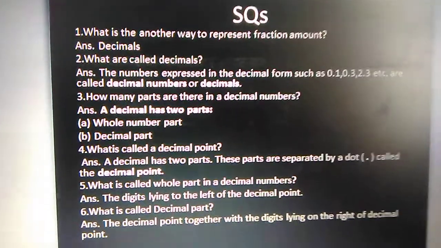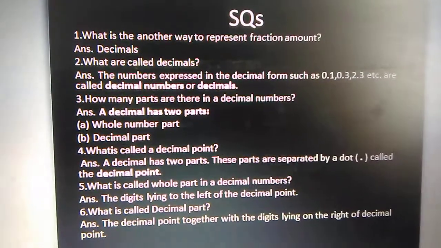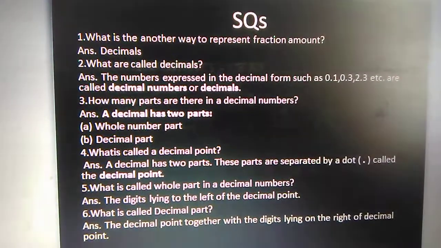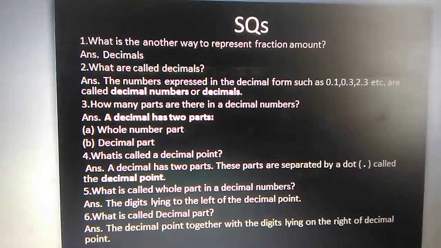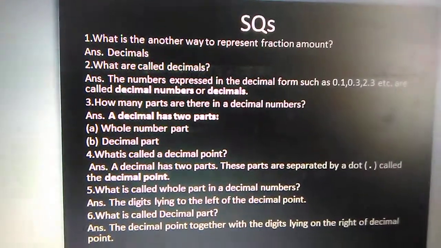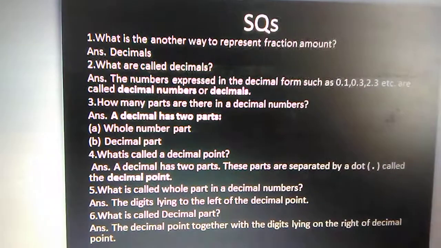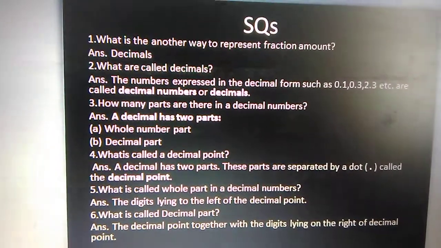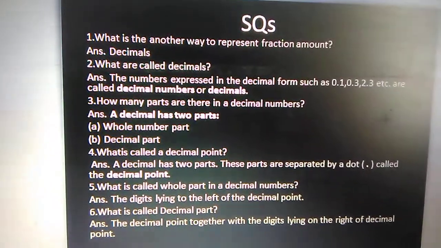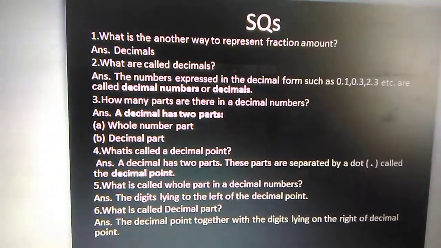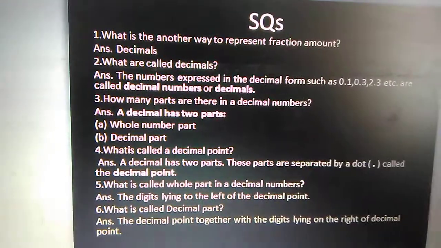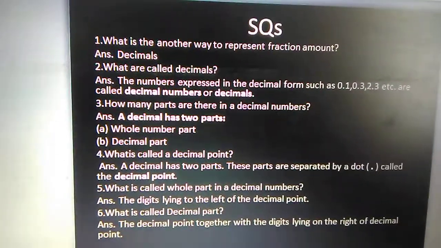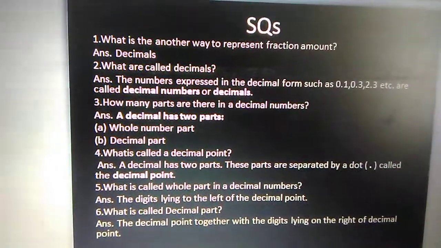How many parts are there in a decimal number? You can observe that before the point there is one number and after the point there is another number. So there are two parts in a decimal number. The first one is called the whole number part, the other one is called the decimal part. We'll go for explanation later, then you will understand what is the whole part and what is the decimal part.